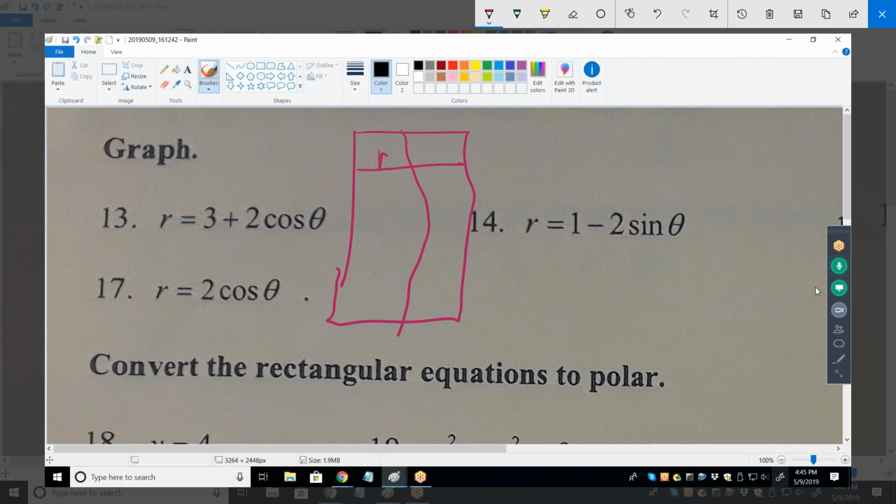Because you may or may not be able to make a table. Give me various values for theta, and then tell me what r is for each value. Where would you start? We could start at 0. Yeah, 0 for theta. Okay, so if theta is 0, what is r on number 13?